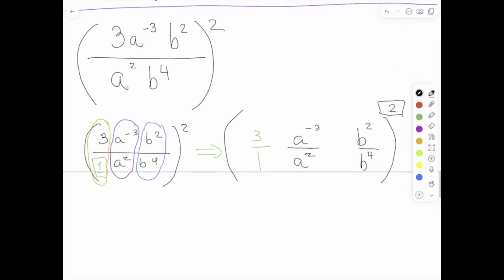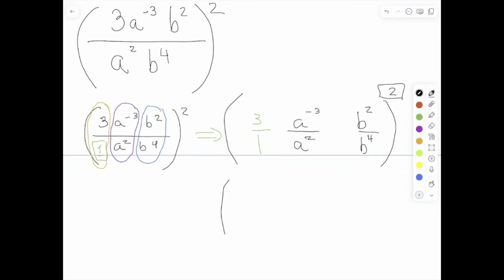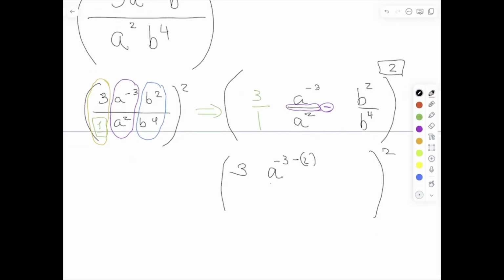So, 3 over 1 is what? 3. Yes, I agree. What is A to the negative 3rd over A squared? Remember, there's a negative here. So this is going to look something like A to the negative 3 minus 2. So what do you think I'm going to get there? Negative 5. So I have 3A to the negative 5.